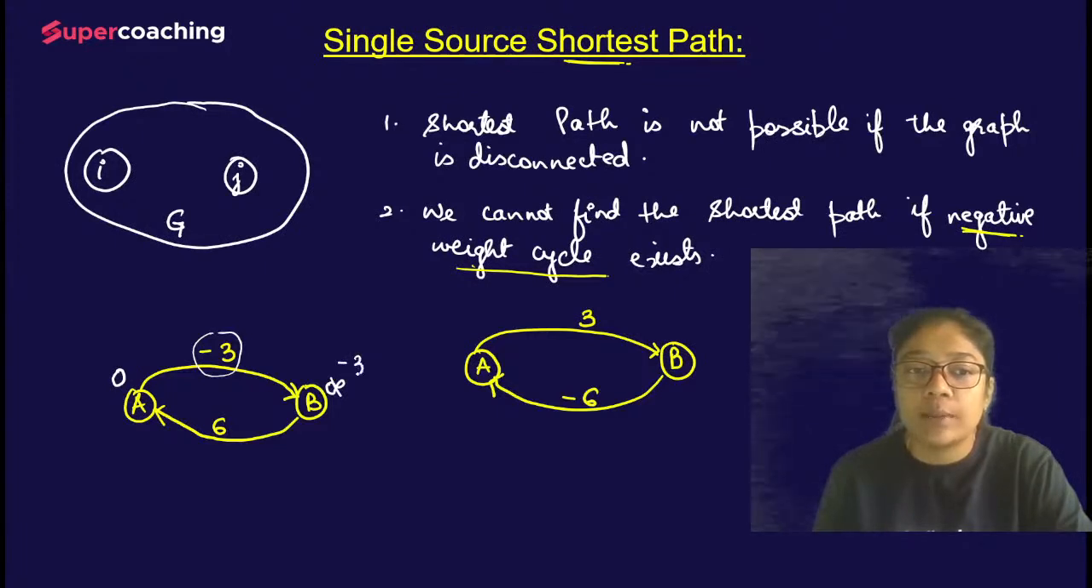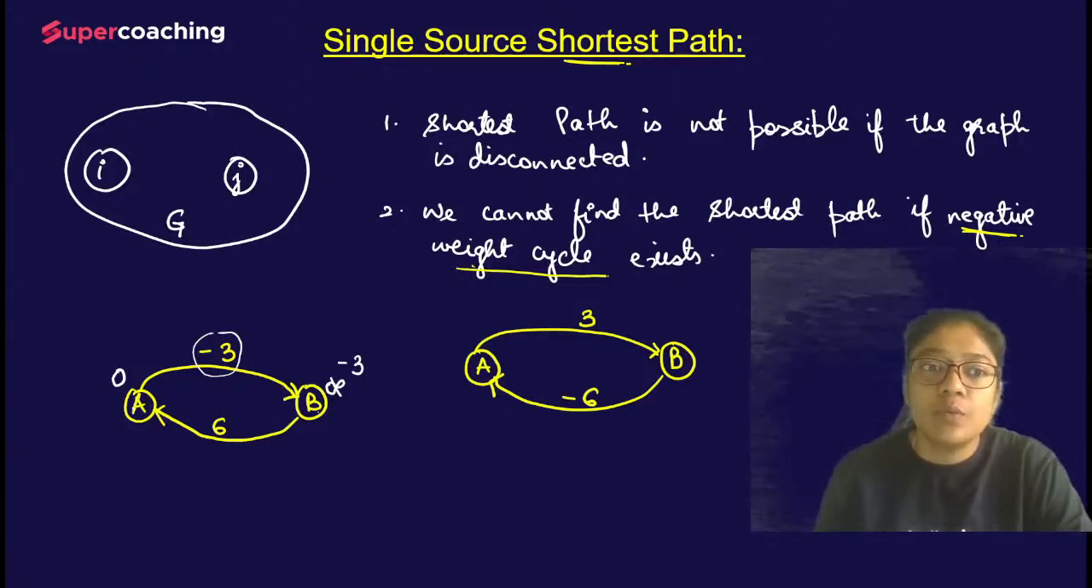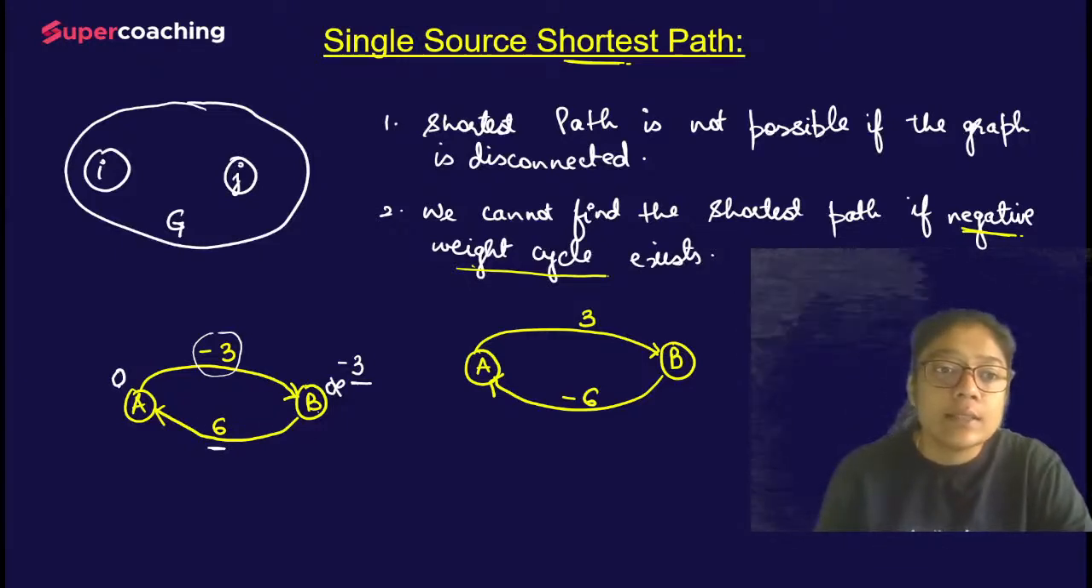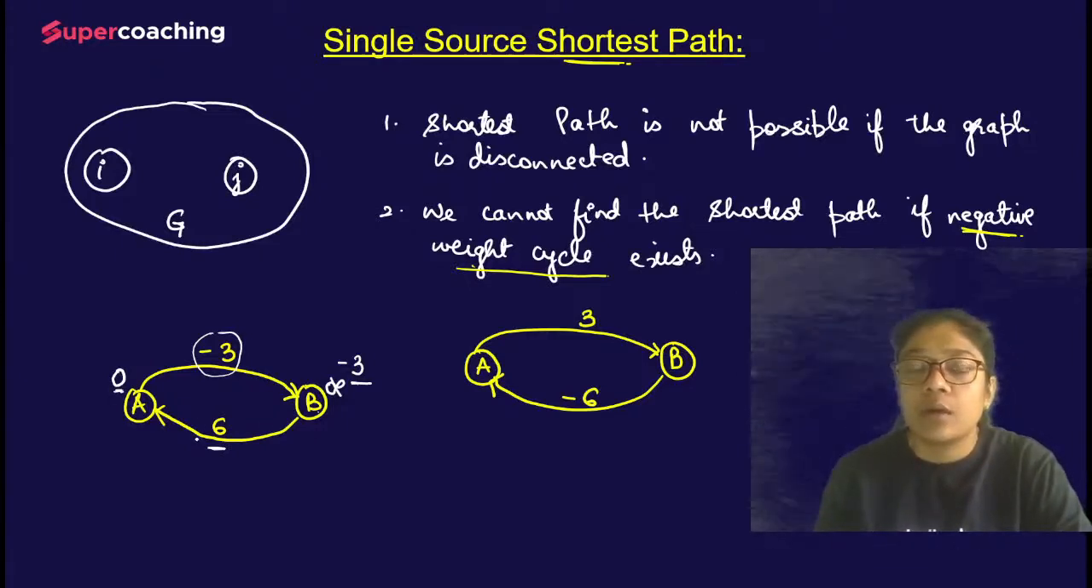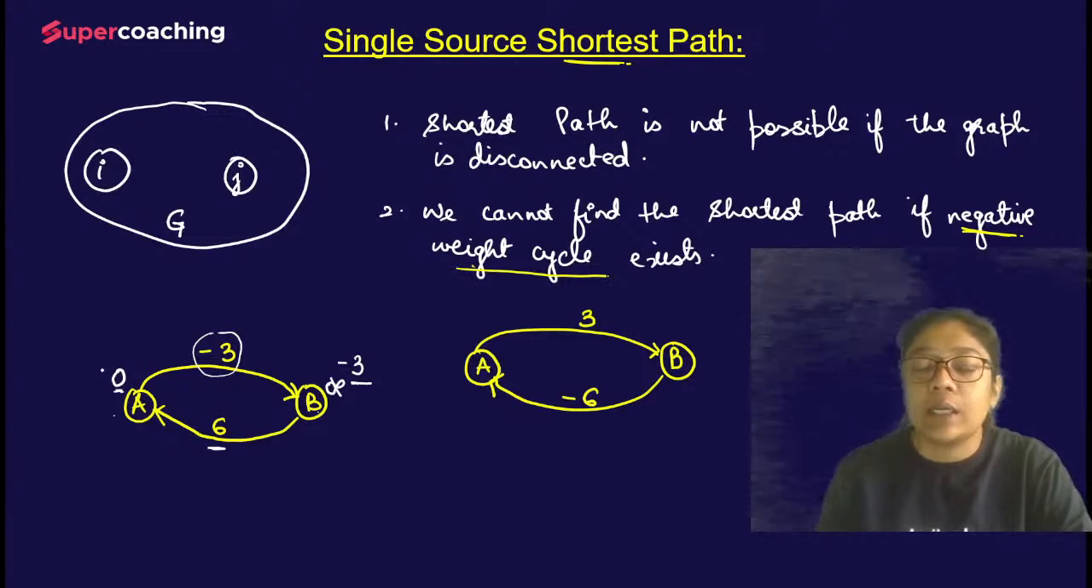-3 is smaller than infinity. Yes, so I'll be updating this value to -3. Next, for going from B to A, the path is -3 to -3 plus 6. This comes out to be 3. Is that value greater than 0? Yes. So we won't be updating here.